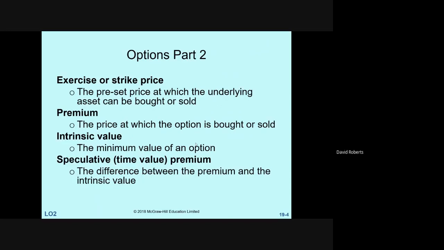The exercise or strike price is the preset price at which the asset can be bought or sold. The premium is the price of the option which is bought or sold, and of course that would be above the intrinsic value. The intrinsic value is the minimum value, the cash value. And the difference between what it's selling for in the market and the intrinsic value is the speculative premium, because you're expecting perhaps something to go up.